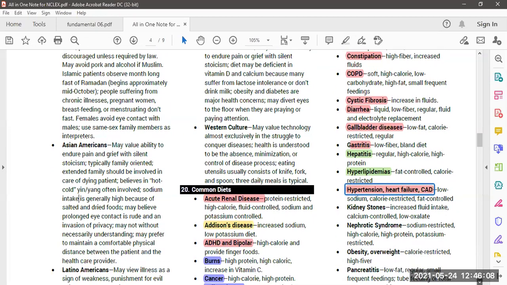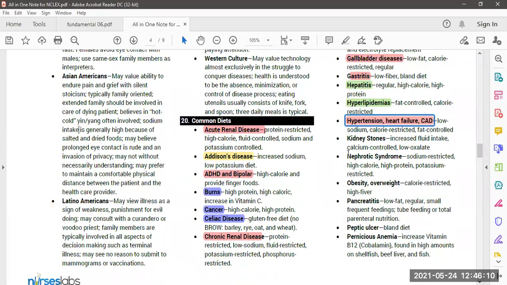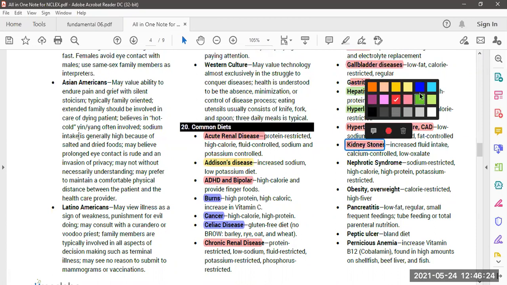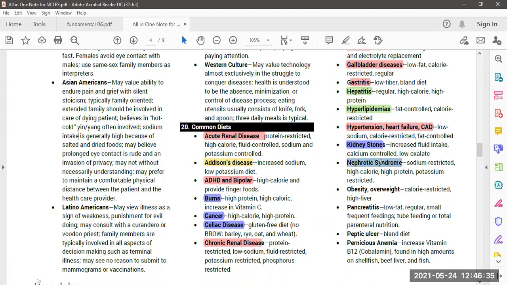In case of kidney stone, we give the increase the fluid intake, and also calcium control, low oxalate. They increase the stone. In case of nephrotic syndrome, sodium restricted, high calorie, high protein, and potassium restricted.